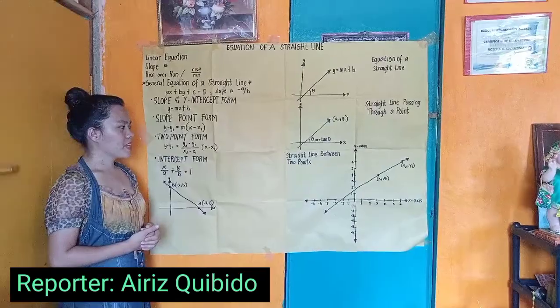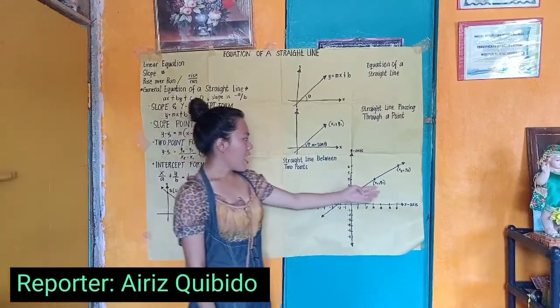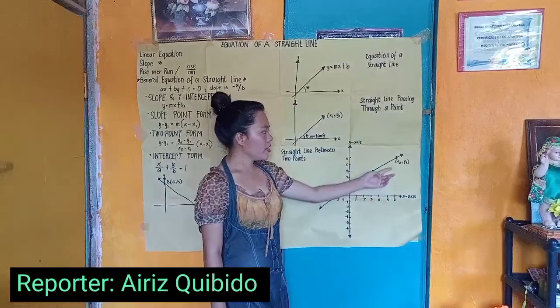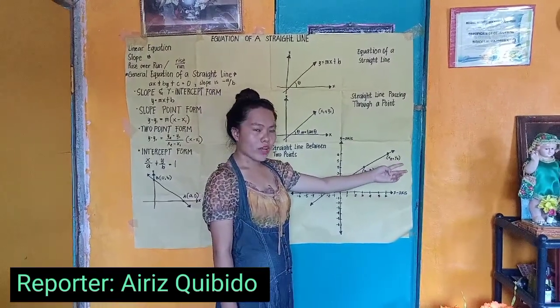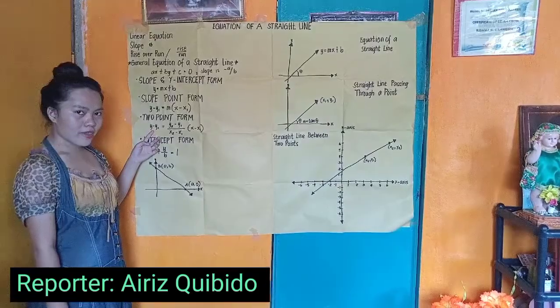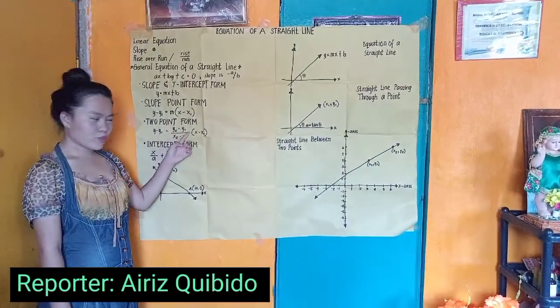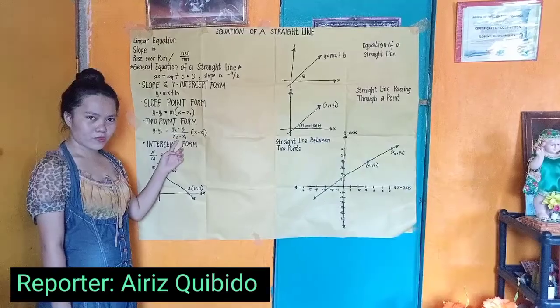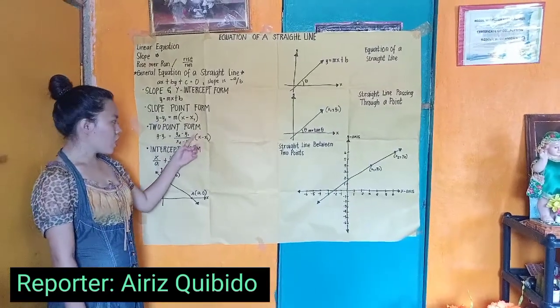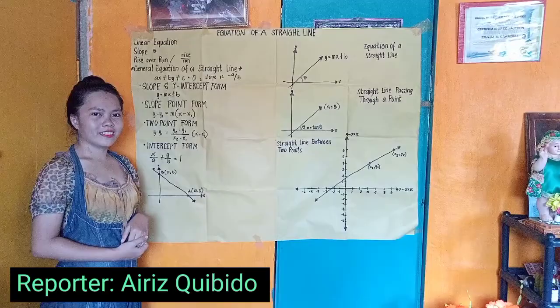Two-point form: a straight line passing through two points (x₁, y₁) and (x₂, y₂) is given by the two-point form y − y₁ = ((y₂ − y₁)/(x₂ − x₁))(x − x₁).